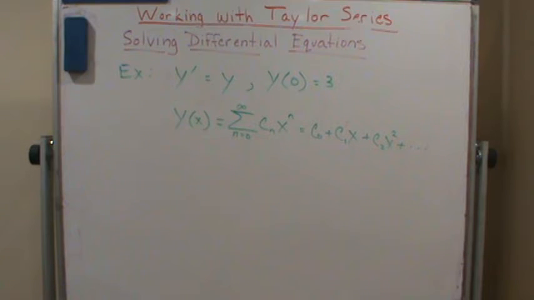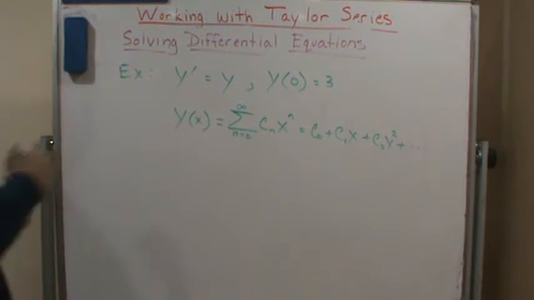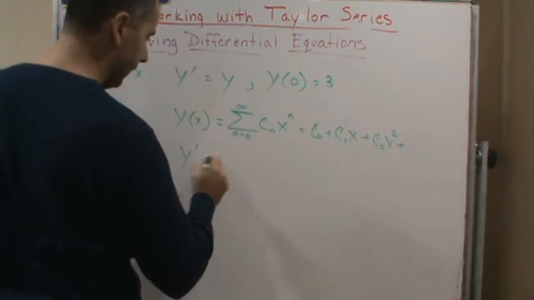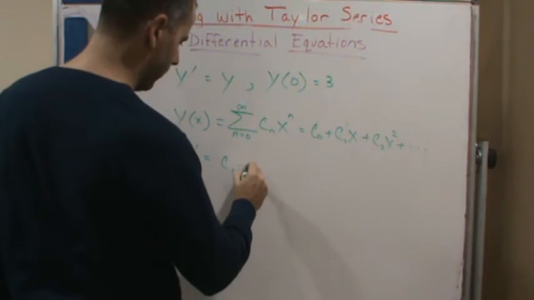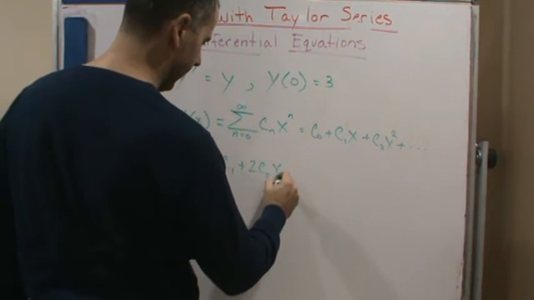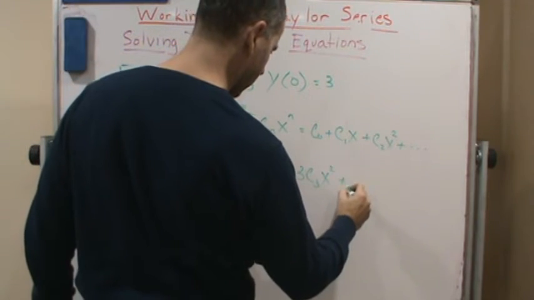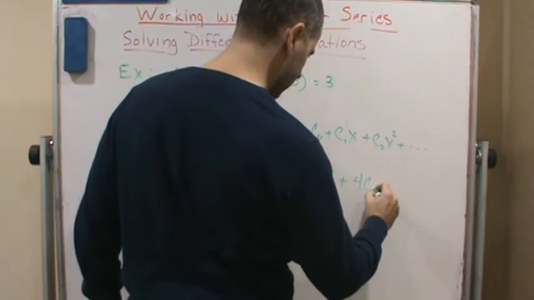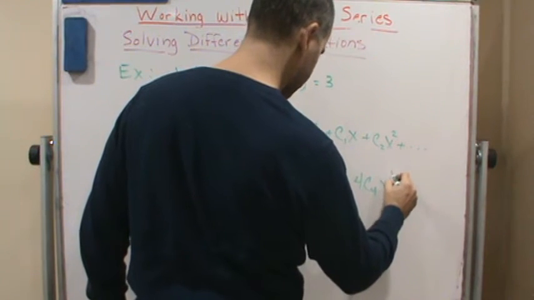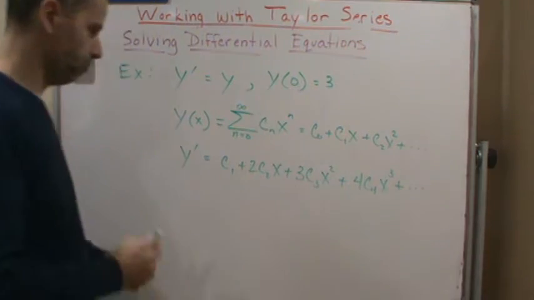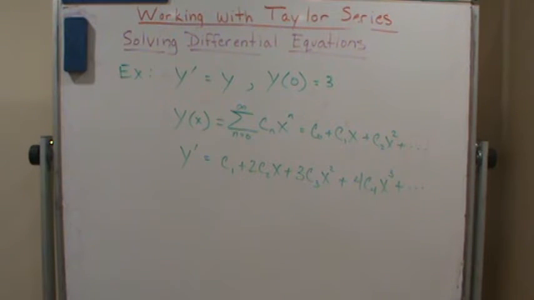Now, differentiating the series term by term, assuming that it exists and that it's convergent, we get y prime. So y prime equals c1 plus 2c2 x plus 3c3 x squared plus 4c4 x to the third, and so on. So that becomes y prime.